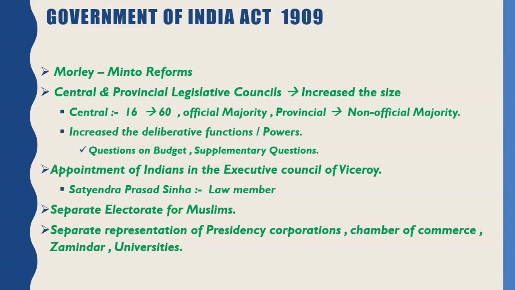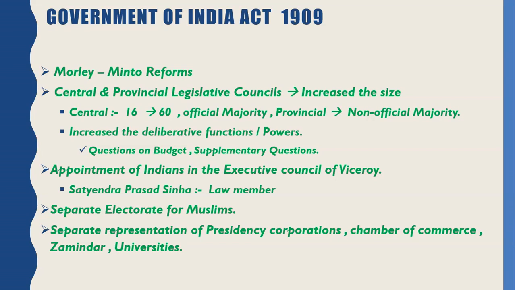Okay. Now friends, this act also increased the deliberative functions or deliberative powers of the Legislative Council. For example, I have told you in the Act of 1892 that Legislative Council was not allowed to ask question on budget, to ask supplementary questions. But Government of India Act 1909 provided them power to ask questions on budget, to move resolution on budget, to ask supplementary questions. Okay, so their power was increased.